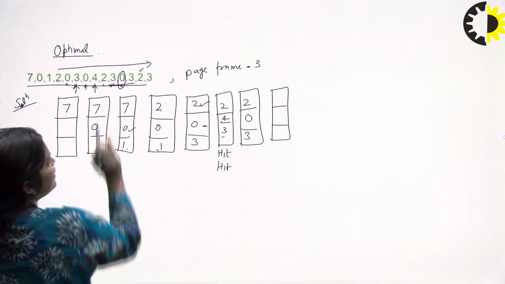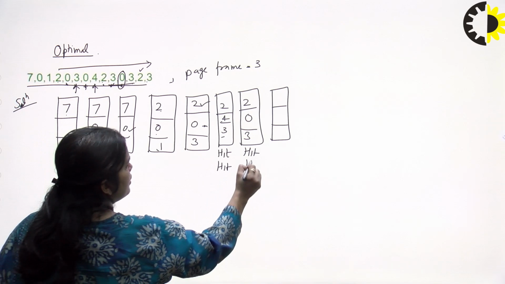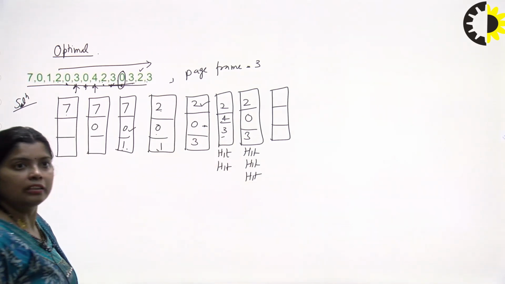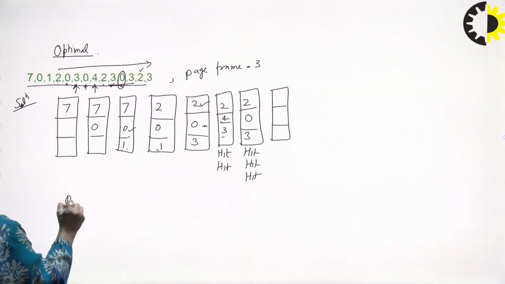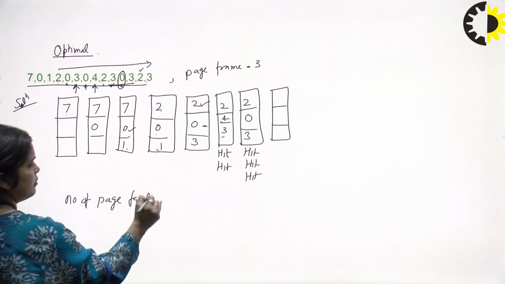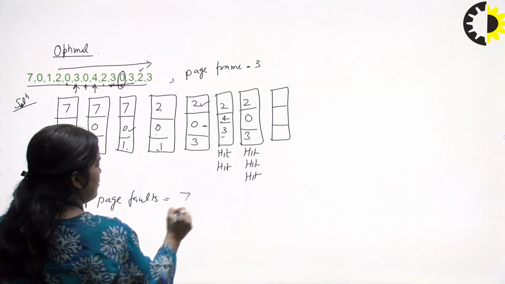Next, you can find 3. 3 is already there. 2 is already there. And the next 3 is also there. So the number of page faults for this is 1, 2, 3, 4, 5, 6, 7.